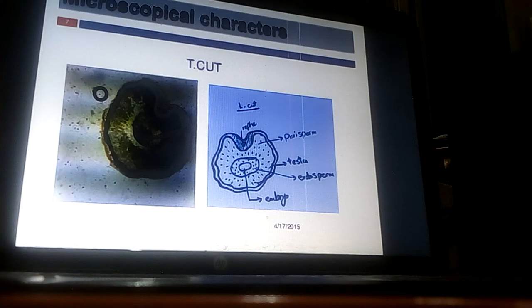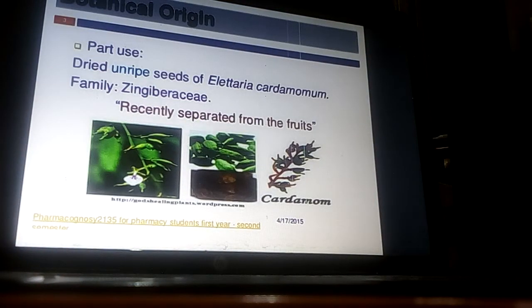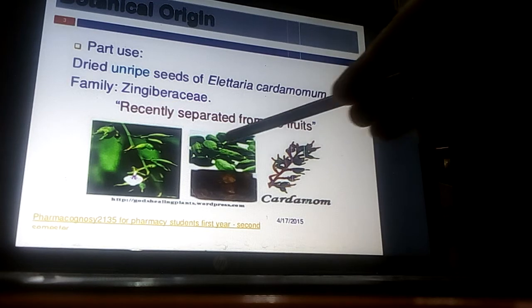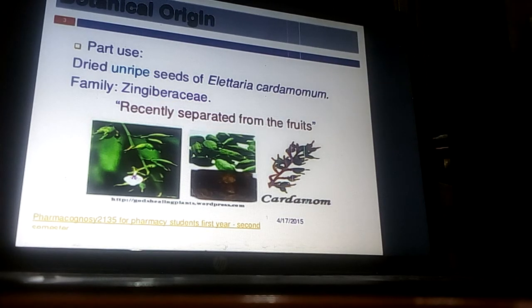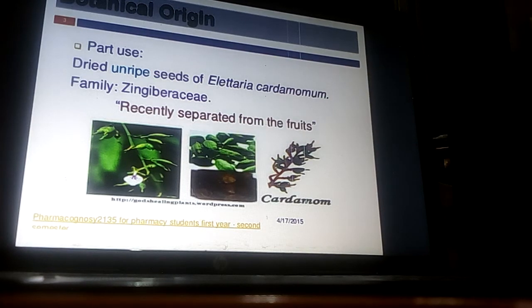Now the microscopical characteristics. Before going to microscopy, we can see morphologically that cardamom in natural color is green to pale buff. The odor is aromatic, and these capsules are about 2 centimeter in length, ovoid, oblong, three-sided, sharply beaked at the point. You can see the beak sharply pointed at the top, with a smooth or longitudinally striated surface. So there are striations on its outer surface.